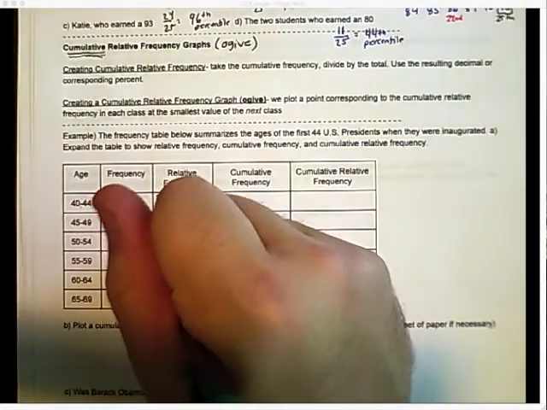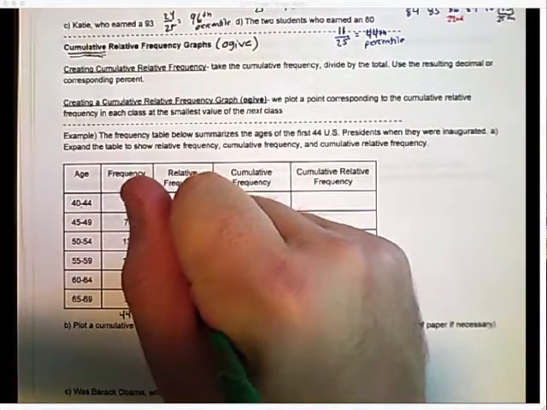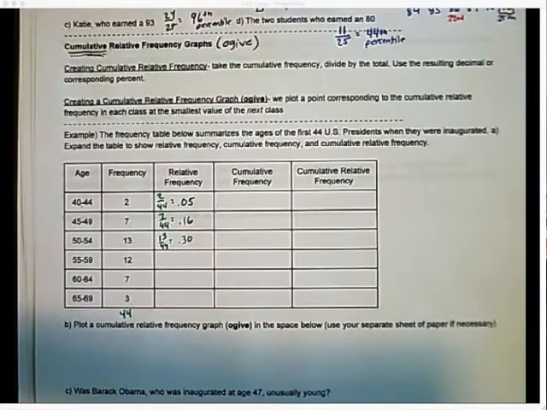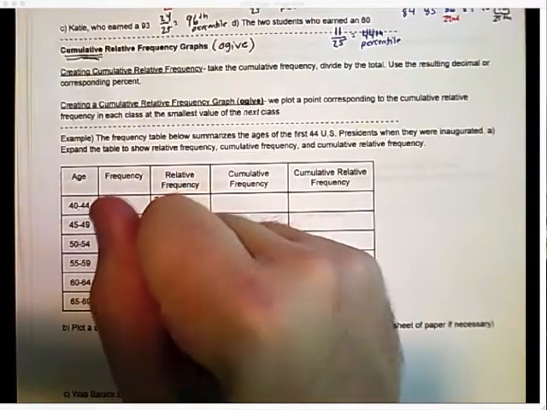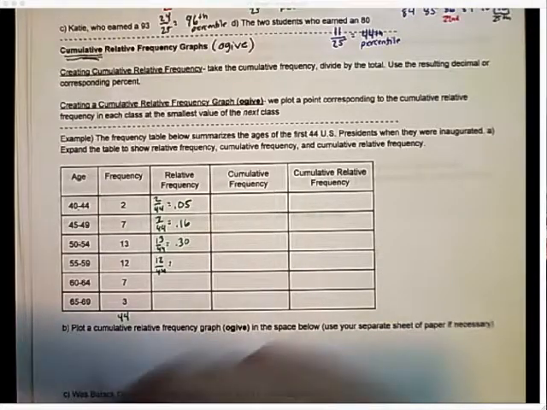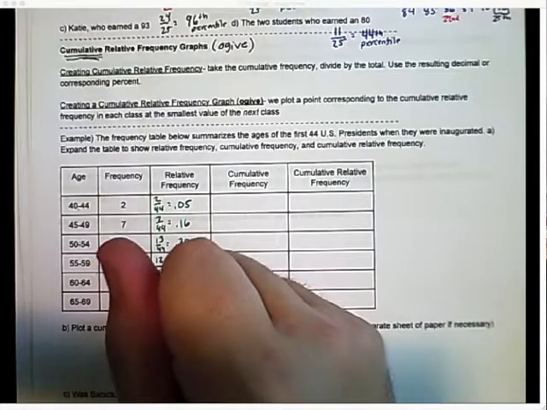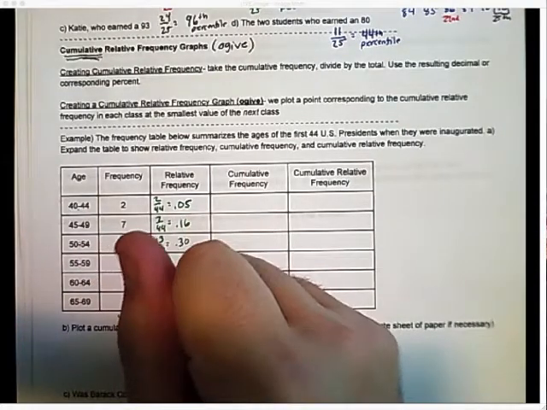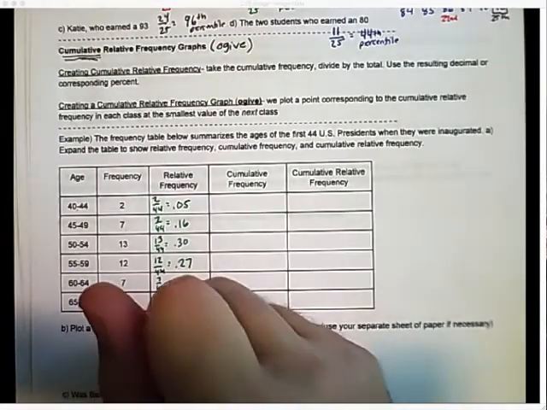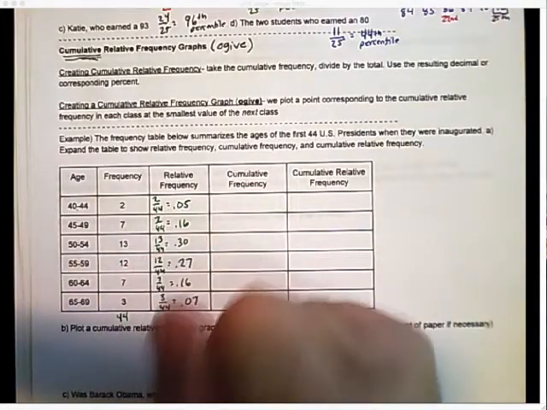Okay, 13 out of 44. If I round it, it is 0.30, or 30%. 12 out of 44, rounded to the nearest hundredth, is 27%. All right, 7 out of 44, we actually already have that up there, so I know that's going to be 16%. And 3 out of 44, rounded to the nearest hundredth, is 0.07, or 7%.